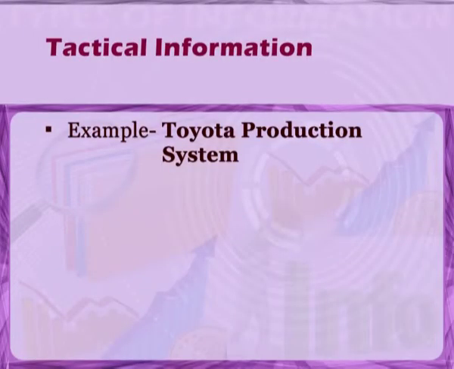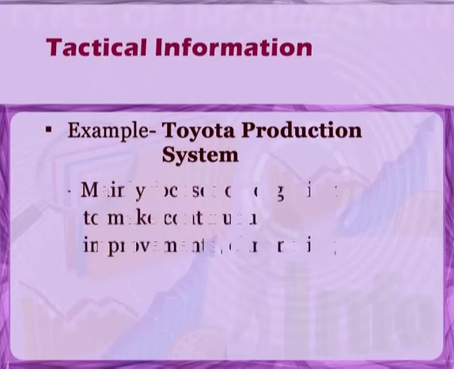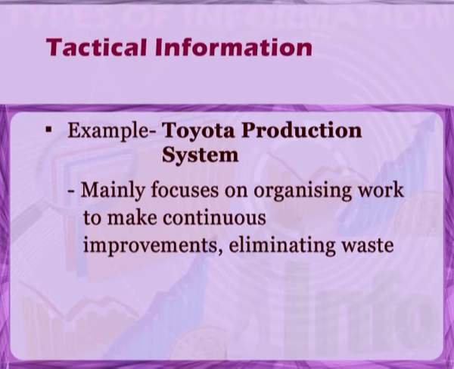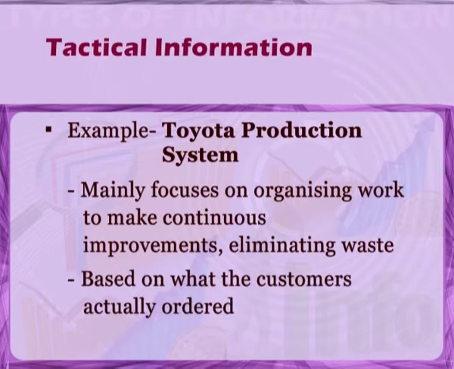The tactical information may be partly current and partly historical and may come from internal as well as external sources. An example is the Toyota production system, which mainly focuses on organizing work to make continuous improvements, eliminating waste. Toyota production system is based on what the customers actually ordered.